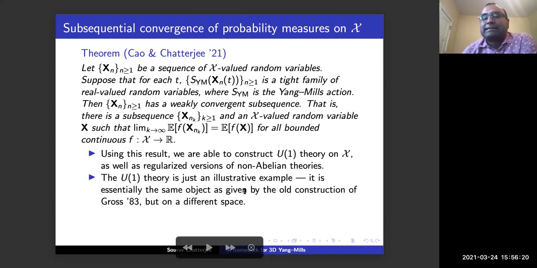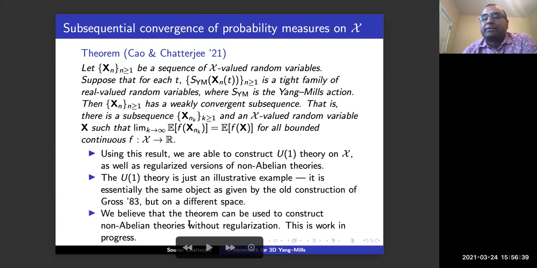And this essentially gives the same construction as Gross, but on a different space. So Gross constructs an actual distribution, a random distribution. This is on a different space, but it's for illustration. Now, we believe that the theorem should be able to construct non-abelian theories without the regularization. So this is what we are currently trying to do, to prove this.